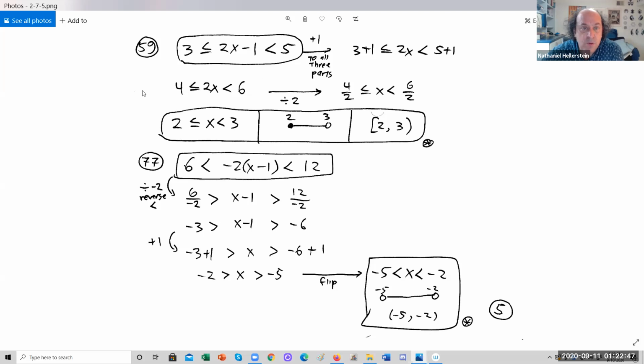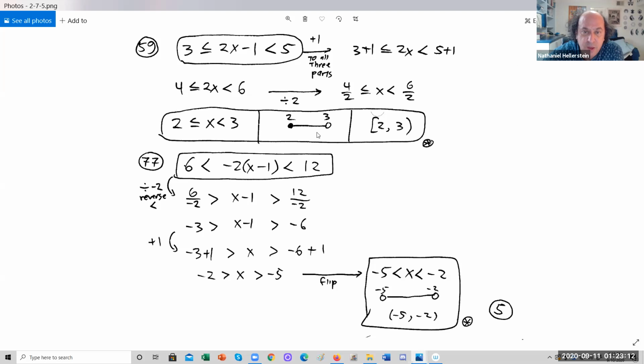So here we go. 4 less than or equal to 2x is less than 6. We divide all three parts by 2, get an x in the middle, 4 halves, 6 halves. Because we're dividing by a positive number, the inequalities stay the same. So 4 halves less than or equal to x, less than 6 halves. That works out to 2 less than or equal to x, less than 3.